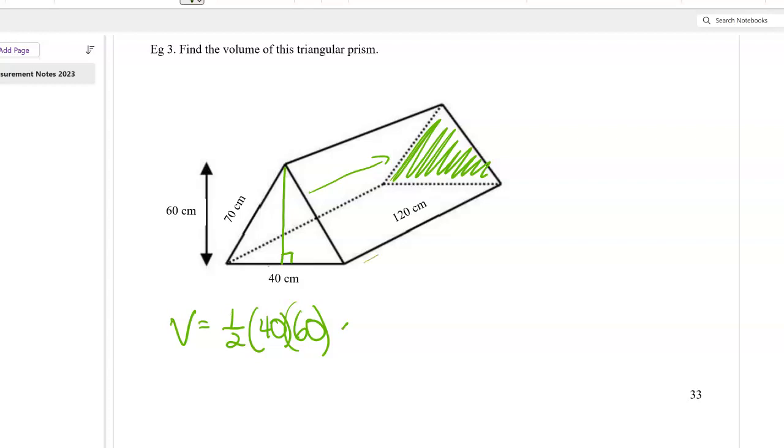times 120. Now notice I never used this 70. I would have needed that for surface area, but it is not needed for volume. Be careful with that because that's kind of a trick. A lot of times you're going to get questions that have pieces of information that you actually don't need. Okay, so this is 144,000 centimeters cubed.